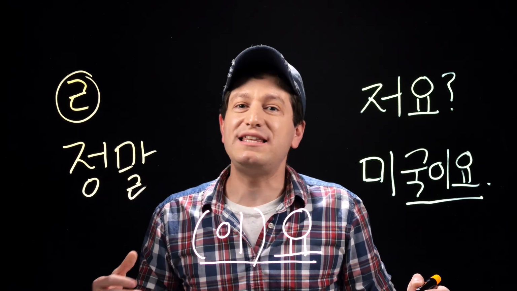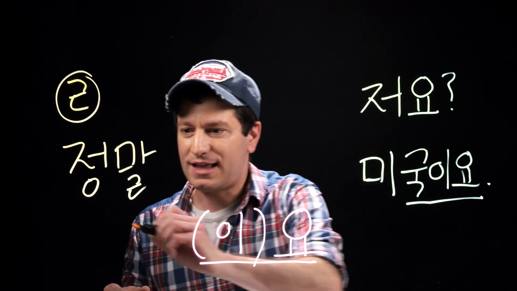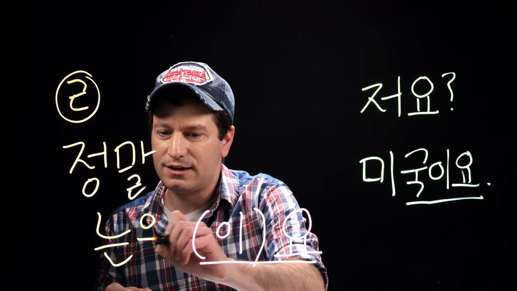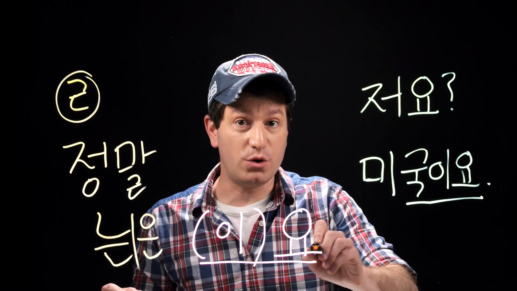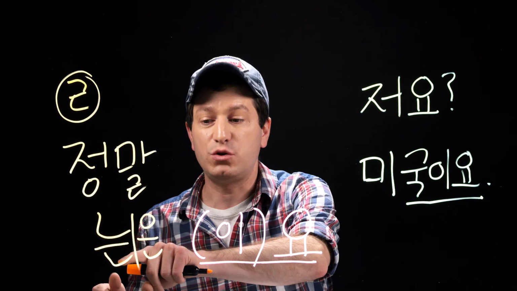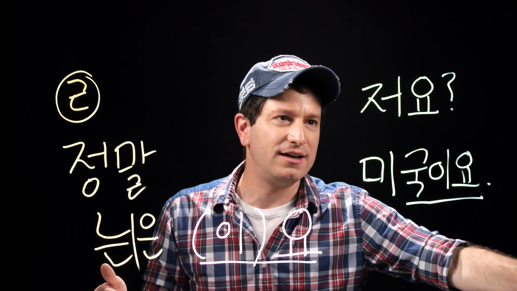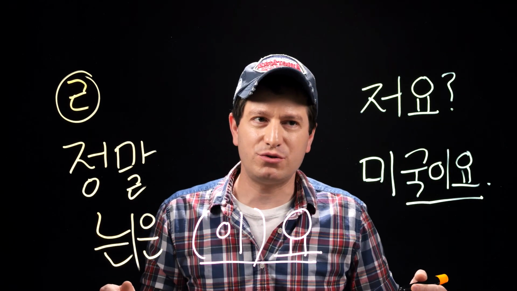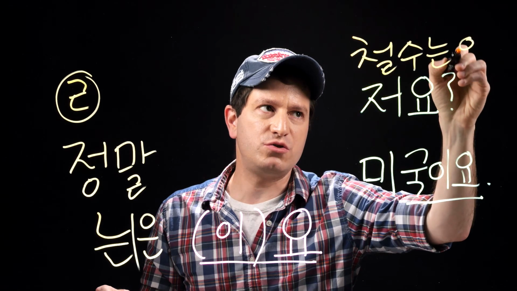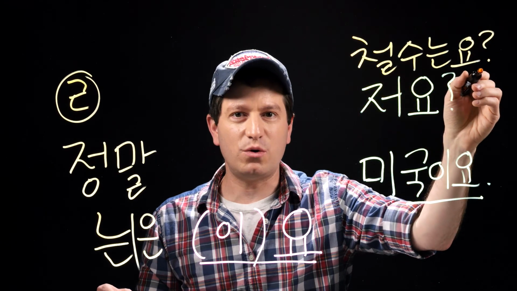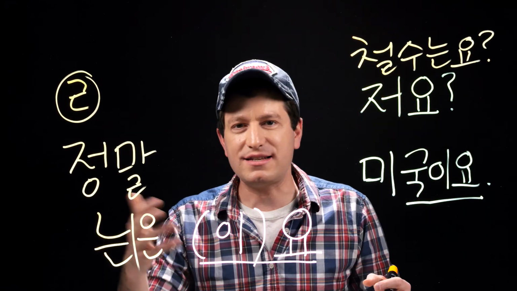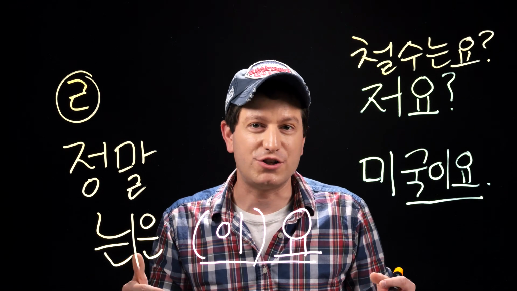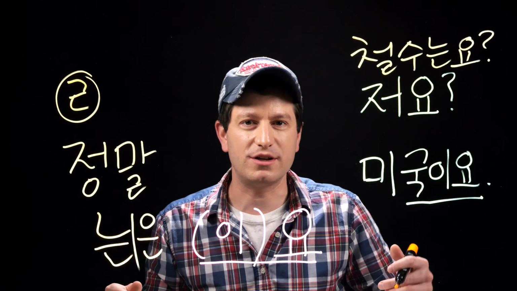Also, if you're using the topic marker, that would be 는 or 은, you would not attach 이요. It would always be just 요. So if you wanted to say, what about you, 철수? Well, you would just do 철수는요, not 철수는이요. That would sound awkward. And the same actually goes for the object marker too. If you wanted to use that, it would also just be with 요.